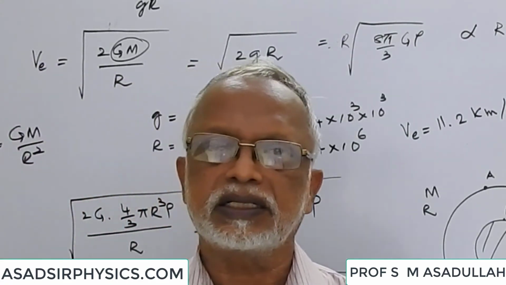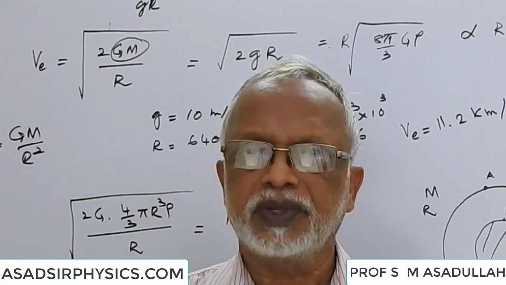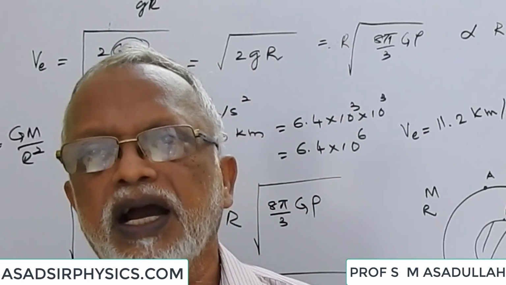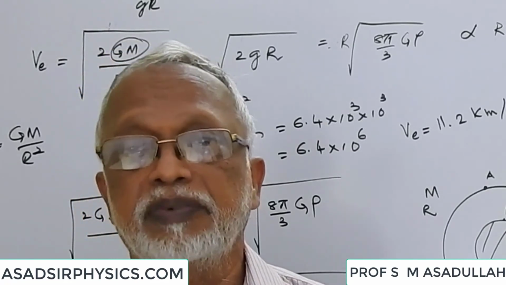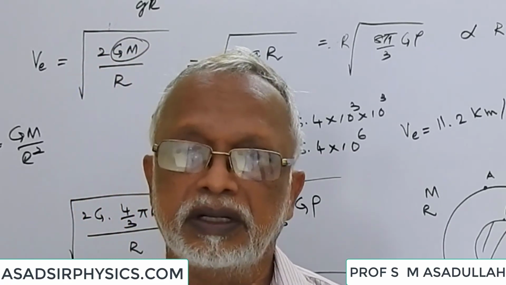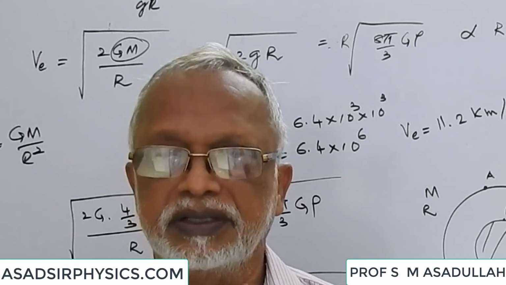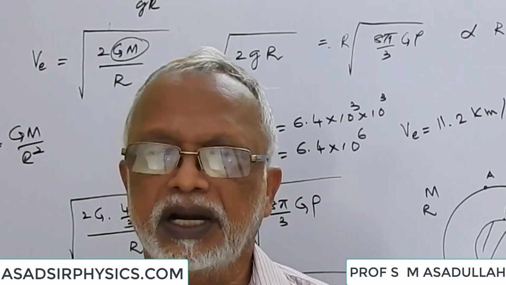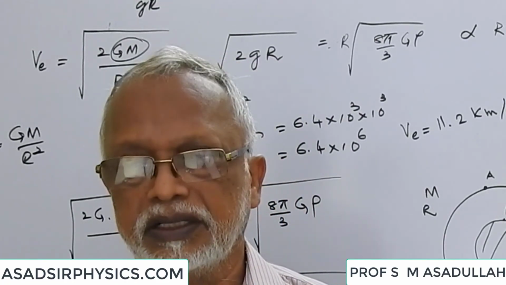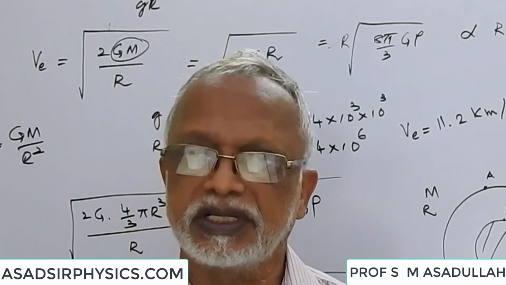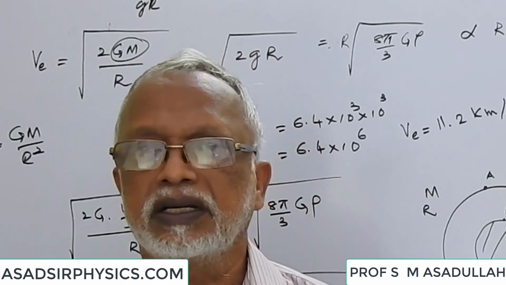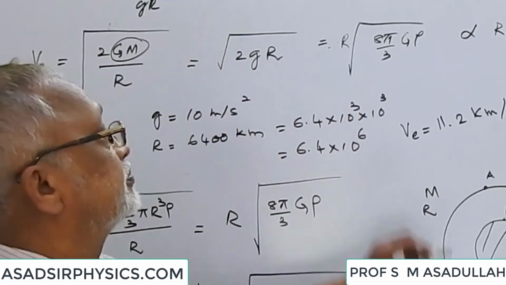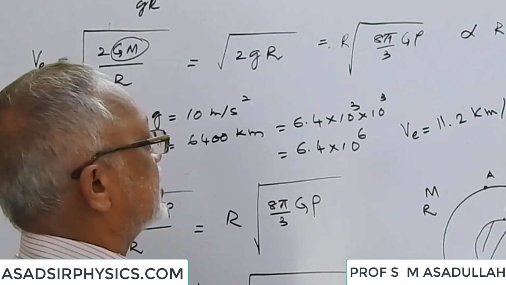Suppose it is given like this, keeping the mass of the earth constant: if radius is increased by 1%, the escape velocity decreases by 0.5%. Second, keeping the acceleration due to gravity constant: if radius is increased by 1%, the escape velocity increases by 0.5%. Third, keeping the density of the earth constant: if radius is increased by 1%, the escape velocity will also increase by 1%. I hope it is clear to you.